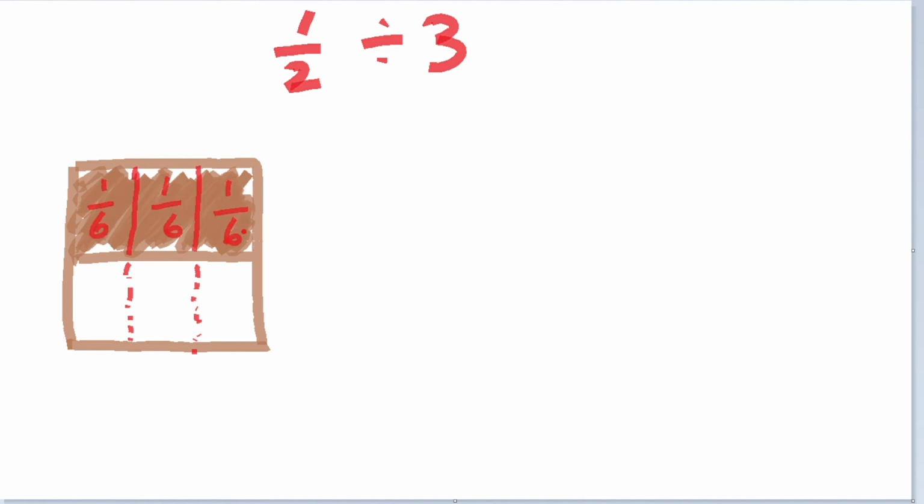So if I take a half a pan of brownies and divide it into 3 parts, my friends and I will each get a sixth of a brownie.